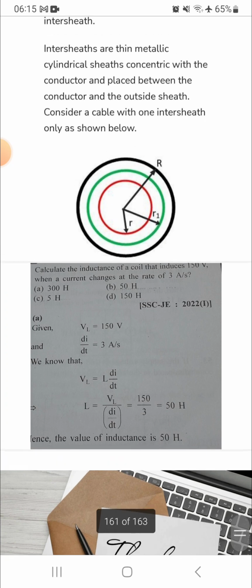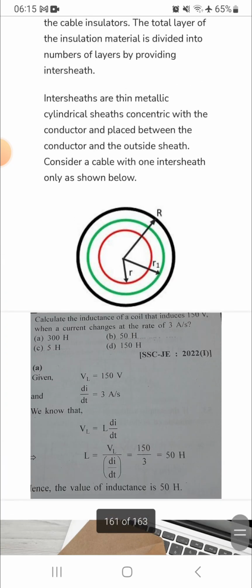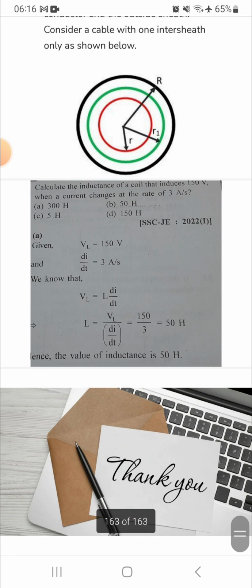Next, calculate the inductance of a coil that induces 150 volt when a current changes at the rate of 3 ampere per second. That is di by dt equals 3, and V equals L di by dt. The answer is 15. So option D is the right answer. Option B is the right answer.